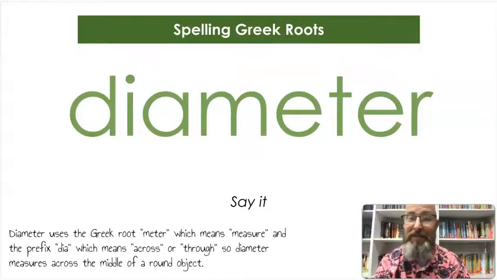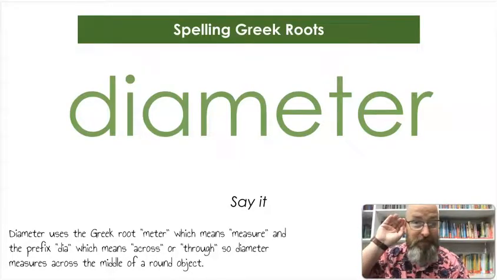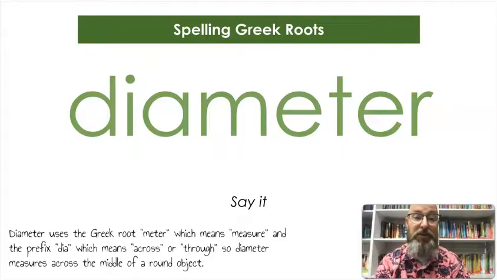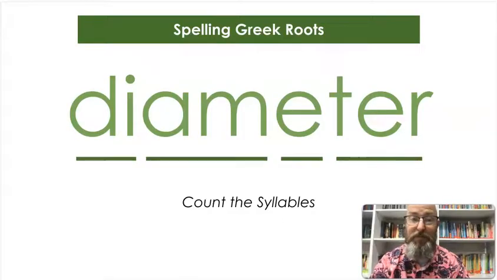The next word is diameter. Say diameter. Diameter uses the Greek root meter, which means measure, and the prefix dia, which means across or through. So diameter measures across the middle of a round object.